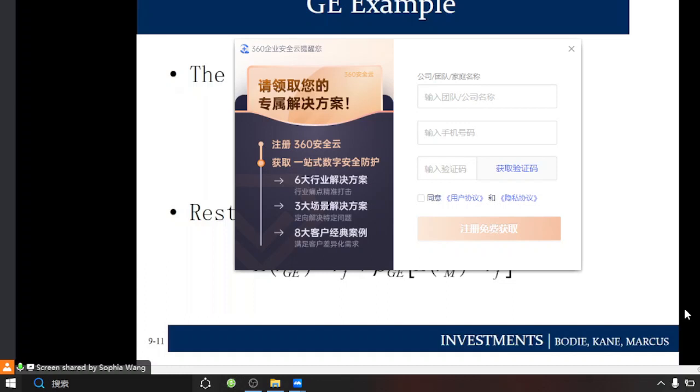So finally, restating, we obtain the relationship: this is the expected return of GE. This is the risk-free interest rate. And the beta means the relationship between the individual stock and the whole market. That means the parameter of sensitivity. And this is the risk premium of the whole market.